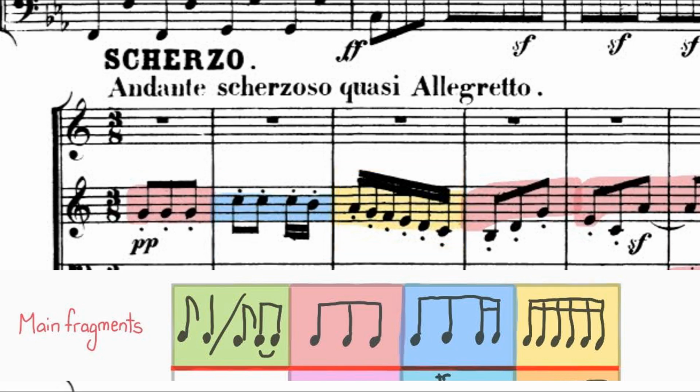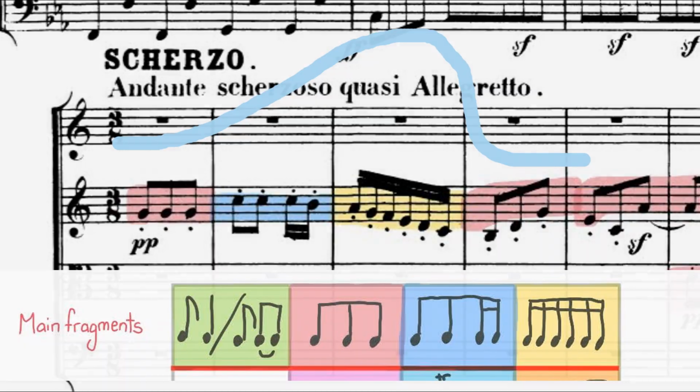But then he goes back to the red fragment, which makes this kind of wave pattern. And because of the way he's repeated the melody with canon in between the different instruments, the wave pattern sets the mood for the piece.